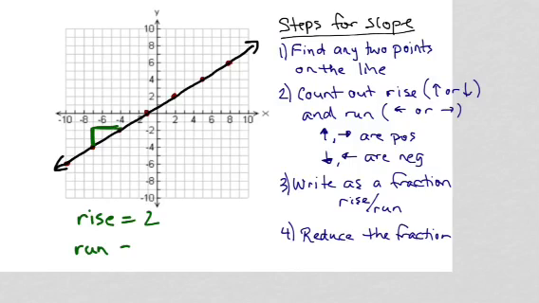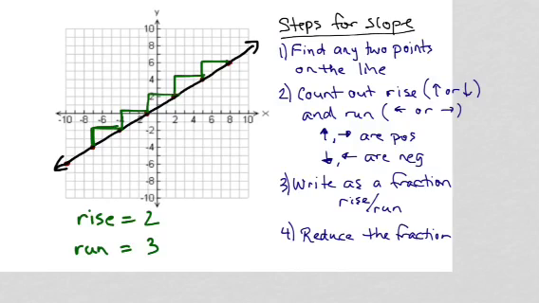Then my run. My run is how far I moved from left to right. I went up 2 spaces, and then I went to the right 3 spaces. Well, the right is positive. All right, now if I did that again, I could do any 2 points. Let me have these 2 points over here. Well, my rise should also be up 2 spaces, and my run should also be 3 spaces. Or these 2, or these 2, or these 2. It shouldn't have mattered which one I pick. Every single one of them should have the same rise 2 and run 3.